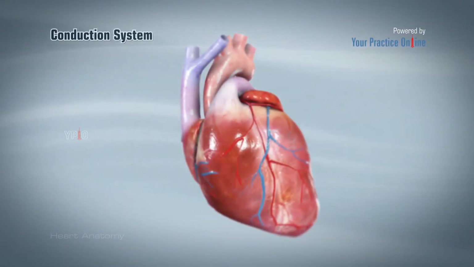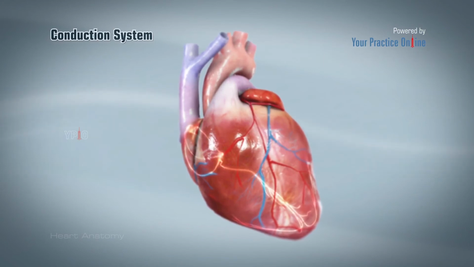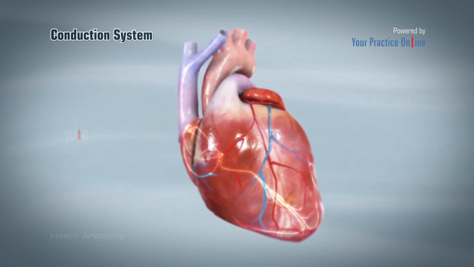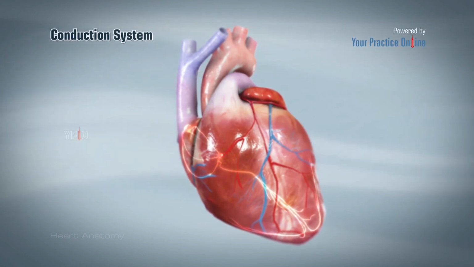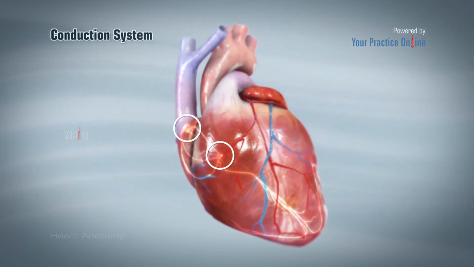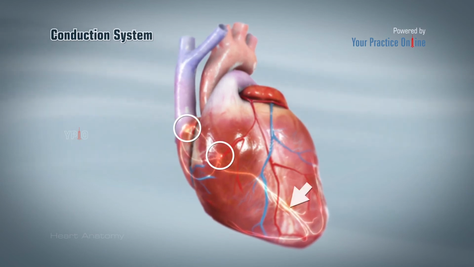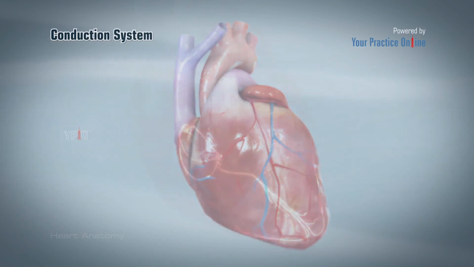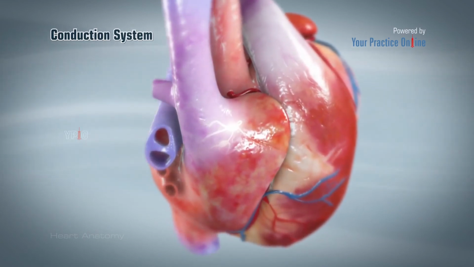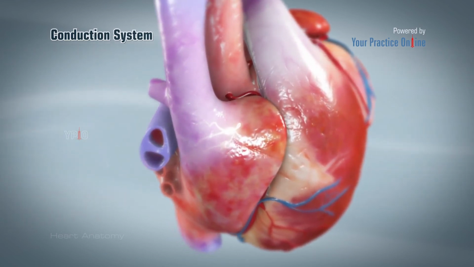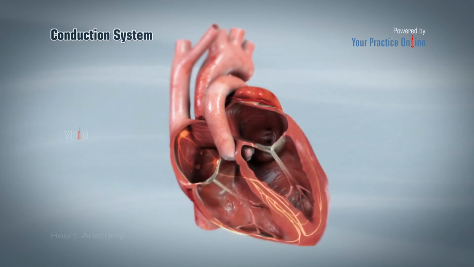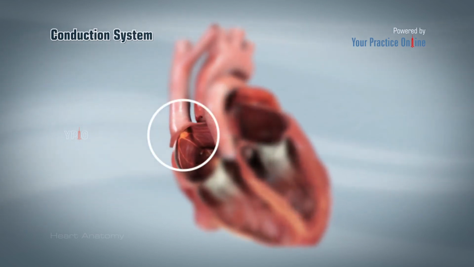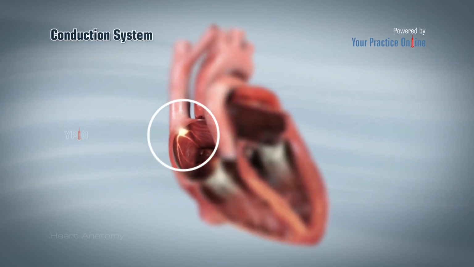Conduction system. The heart muscle consists of an electrical conduction system that triggers the heart walls to contract. The system is made of 2 nodes, special conduction cells, and a series of conduction pathways. Sinoatrial, or SA node, also called the pacemaker of the heart. The SA node is located in the upper wall of the right atrium. The SA node is responsible for setting the rate and rhythm of the heartbeat, causing the atria to contract when the electrical impulse is released.